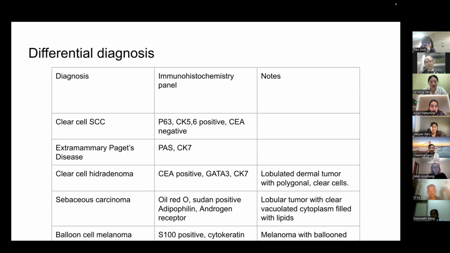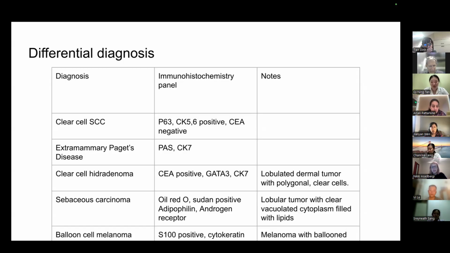Extramammary Paget's is one of the things that has clear cell. Kind of not clear cell, but the cytoplasm is lighter. It's very light bluish. They're usually within the epidermis, but sometimes they can have invasion. In those cases, we can have CK7 positivity in Paget's. In general, CK7 positivity is for skin adnexal cells. It's not going to be positive in the normal epidermis.